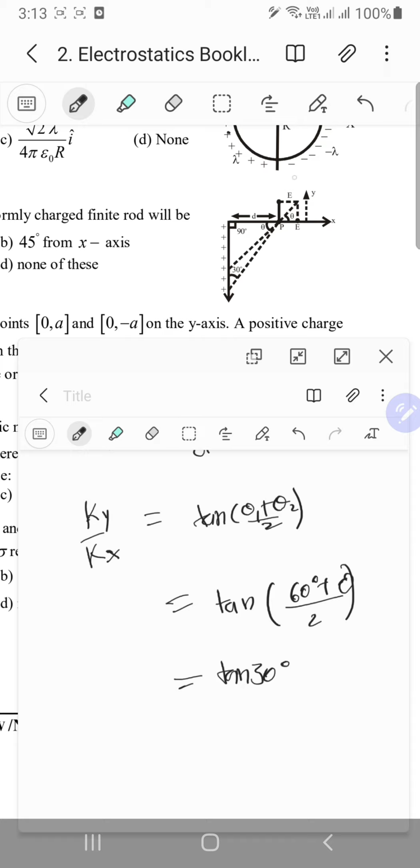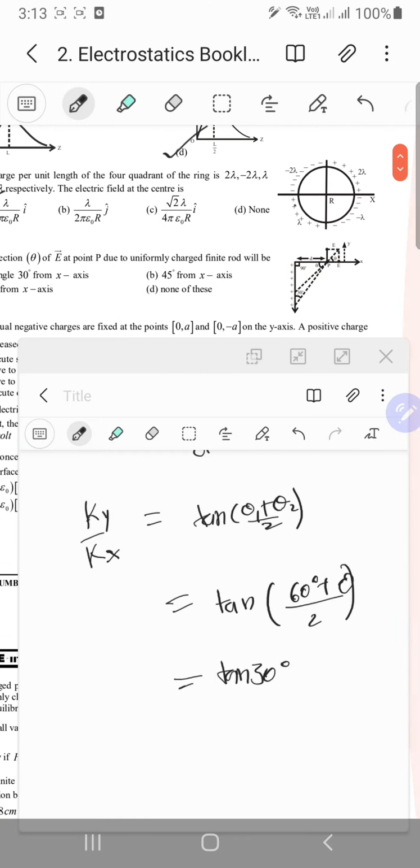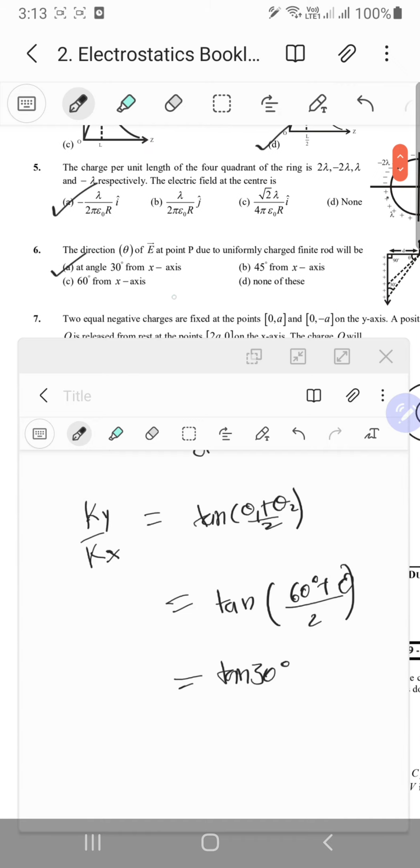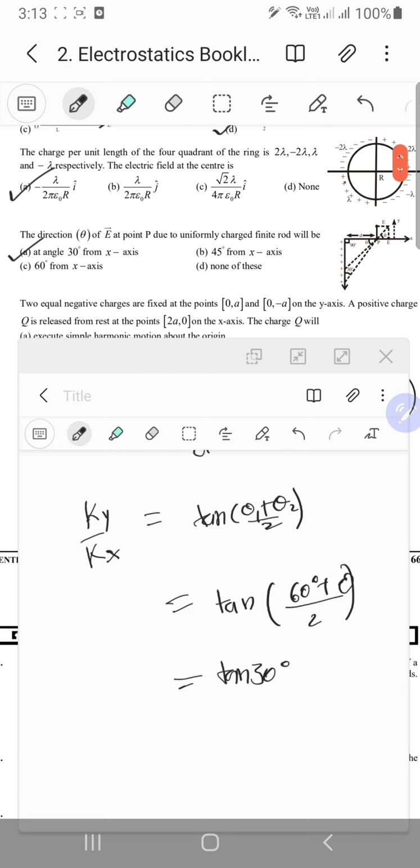So if we look at this diagram, our theta, well, that's just going to be 30 degrees. Easy as that, huh? So it's an angle 30 degrees from x-axis. Yes, it is. 45 degrees from x-axis? No. Well, that looks correct. It was weird, but whatever.